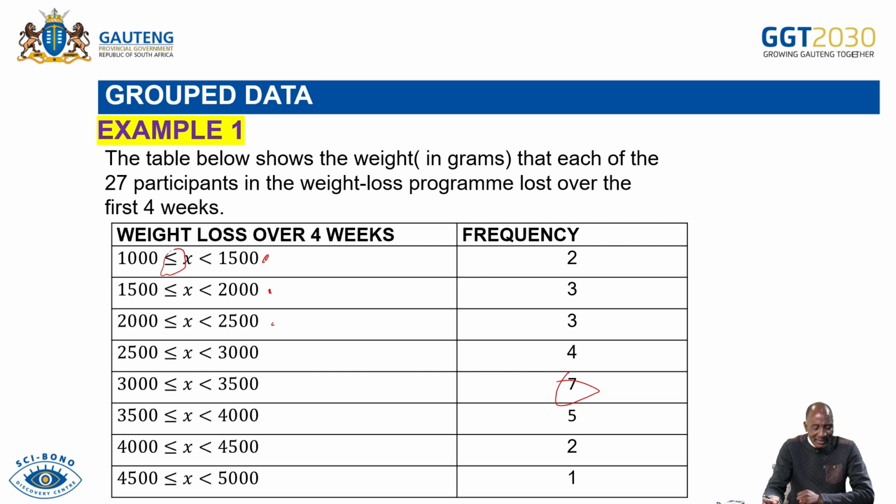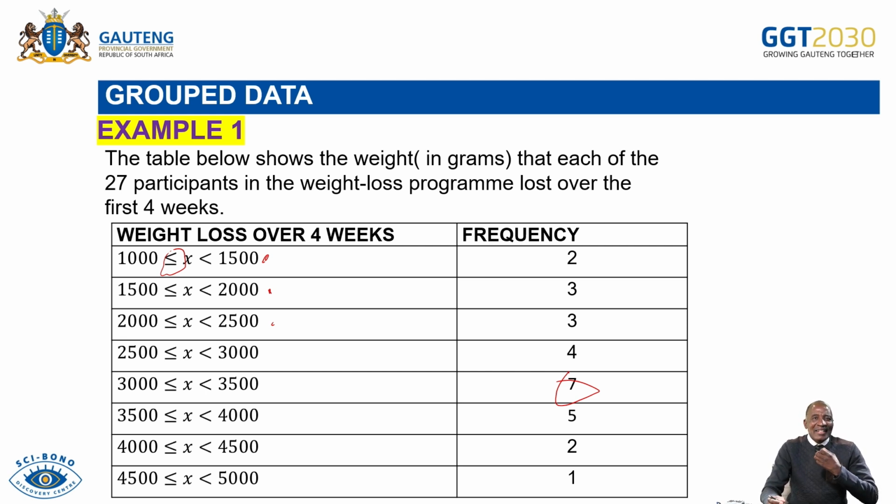Now, if you add up all those numbers under frequencies, they must always correspond to the total, meaning your 2 plus 3 plus 3 plus 4 plus 7 plus 5 plus 2 plus 1 should give you exactly 27 participants. This is another way of checking if you have accommodated all your participants in that particular program. But all we are emphasizing here is that we are talking of 27 participants.